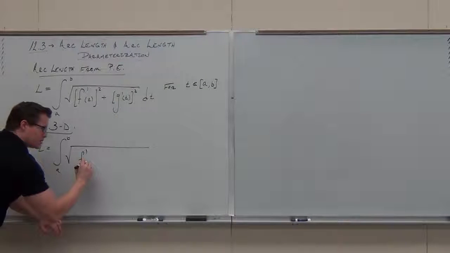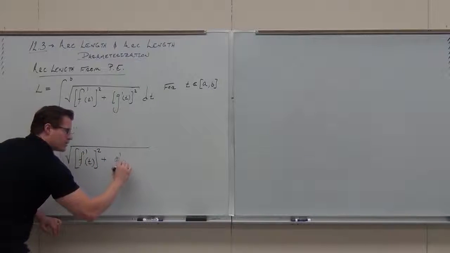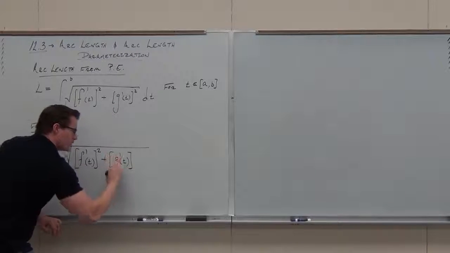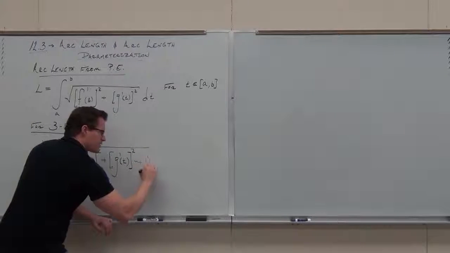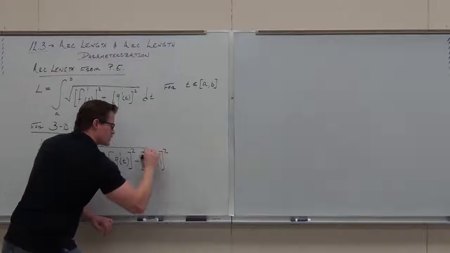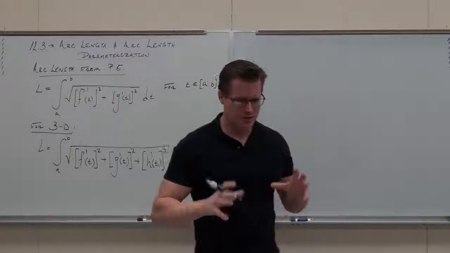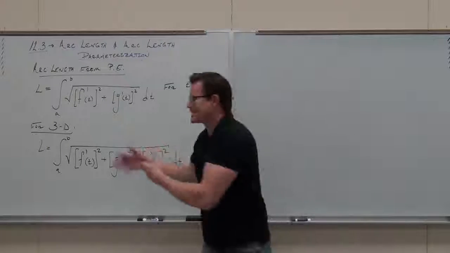Take the x component, take the derivative, square it. Take the next component, the y component, take the derivative, square it. Take the next component, the last component, the z component, derivative, square it, take the square root. Listen, if you just think distance formula, you basically have it.